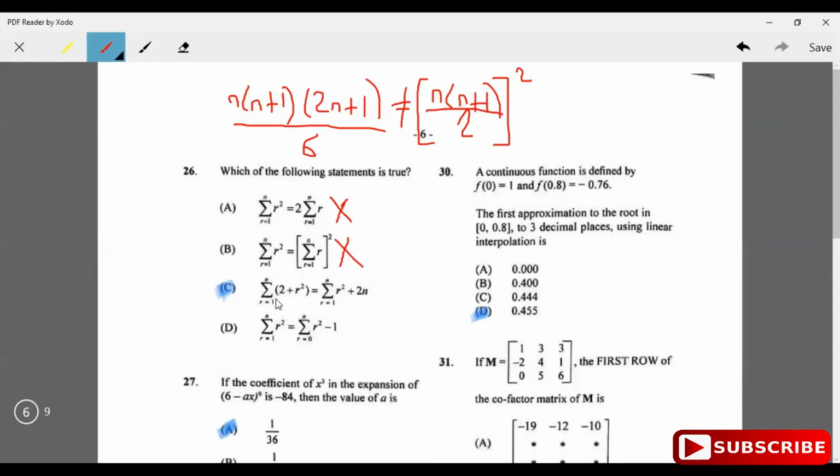Option C now. Option C is true. The sum from 1 to n of 2 plus r squared: break it up into two parts, as the sum from 1 to n of 2 plus the sum from 1 to n of r squared. The sum from 1 to n of 2 is 2n because we're adding 2 n times. And so that's how we get 2n plus the sum from 1 to n of r squared. So that's option C. Very easy question.